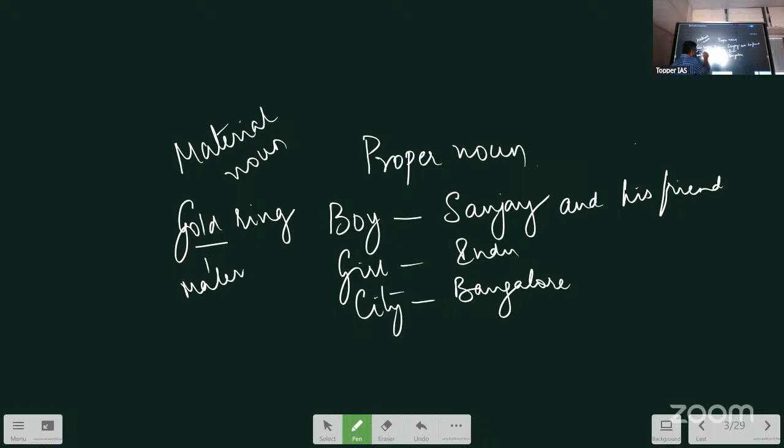Why is it called material noun? Because this noun is made from this. So, a noun which makes another is called a material noun. Material noun also, you cannot make it plural by applying spelling rule. There is nothing called golds. There is nothing called silvers. There is nothing called plastics. So material noun is always singular.